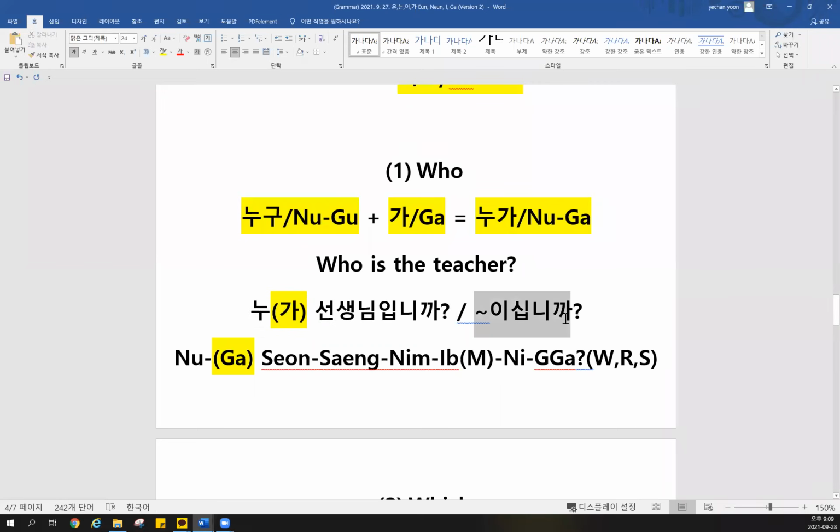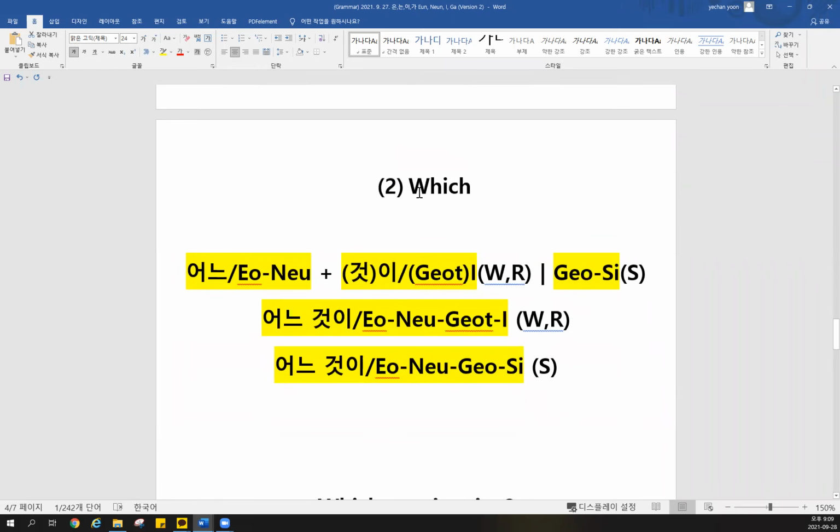But if you want to show respect to the other person, like a teacher, then you can say 누가 선생님이십니까? You can use both, but if you want to use the formal word, you can use this one. Okay, let's remember it. All right, next one.